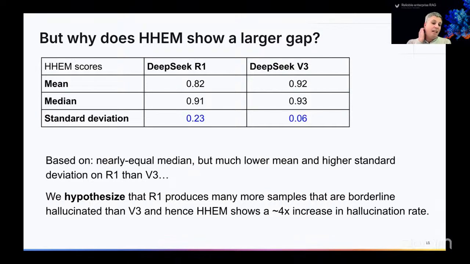Based on that, the hypothesis we have, which we're still evaluating, is that DeepSeek R1 produces many more samples that are borderline hallucinated than V3, not extremely hallucinated, just borderline. HHEM is able to find those cases more easily, and that's why it increases the hallucination rate so much, whereas the LLM approaches do not.